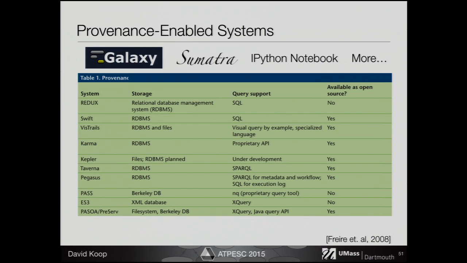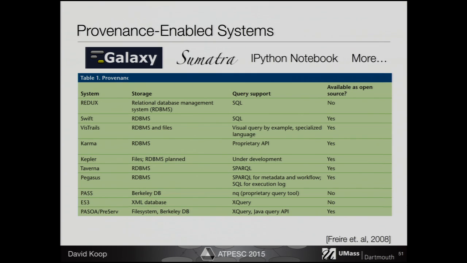There are more things out there now. So we heard about Galaxy as another workflow system that captures provenance. There's Sumatra, another provenance capturing solution. IPython Notebook, being able to keep track of code that way, is another thing that's sort of provenance enabled, right?